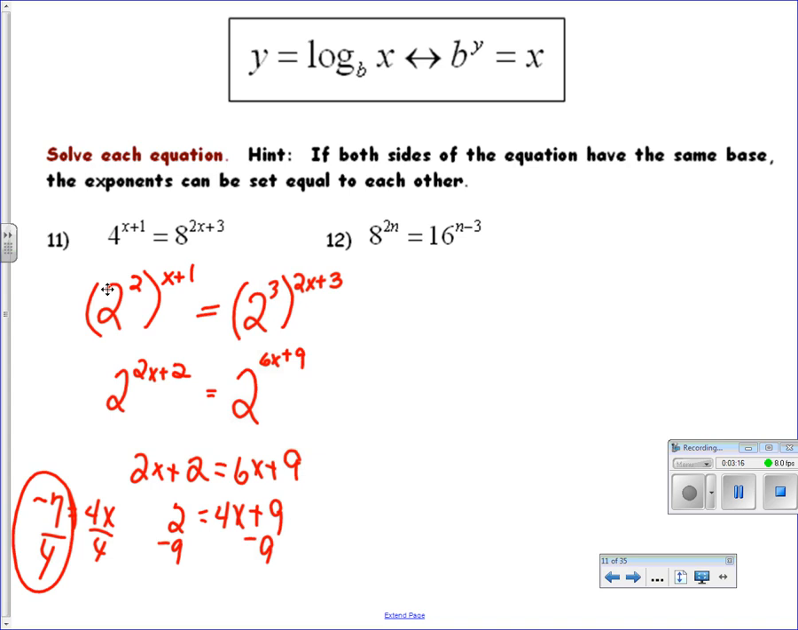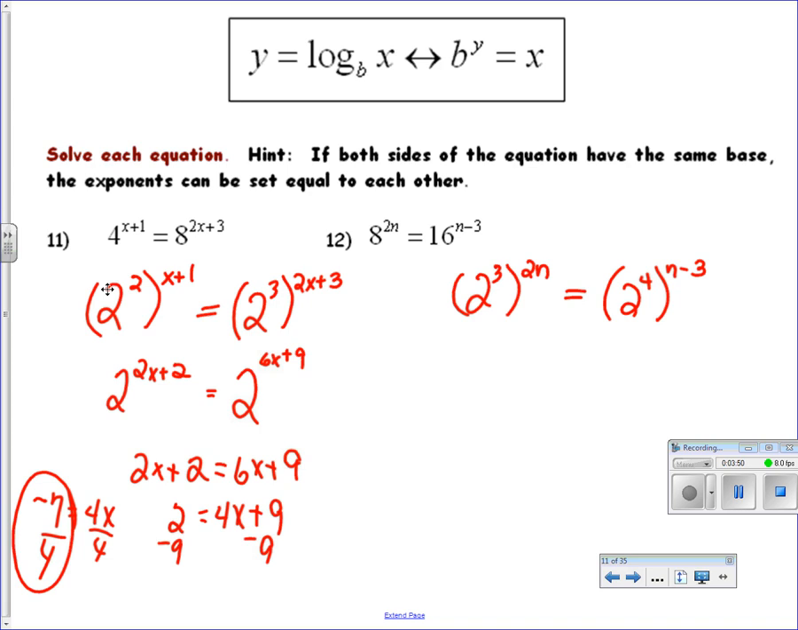Okay. Our next example, we have an 8 and a 16. So those are also still bases of 2. So we'll still work with the 2. We already know how to do 8. That was 2 cubed. Outside will be the 2n. Okay, how are we going to represent 16? Still need a base of 2. 2 to the 4th. And then outside would be the n minus 3. Okay, everybody okay so far?